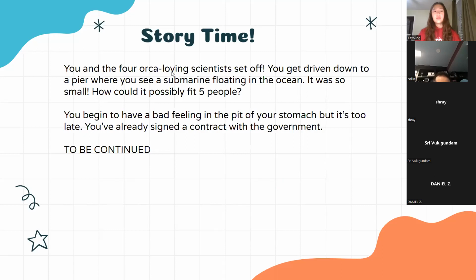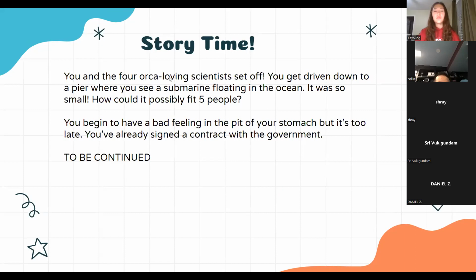Okay, so just the story. You and the 4 orca-loving scientists set off. You get driven down to a pier where you see a submarine floating in the ocean. It was so small, how could it possibly fit 5 people? So you begin to have a bad feeling in the pit of your stomach, but it's too late. You've already signed a contract with the government. To be continued, dun dun dun. So just keep this in mind for another class.